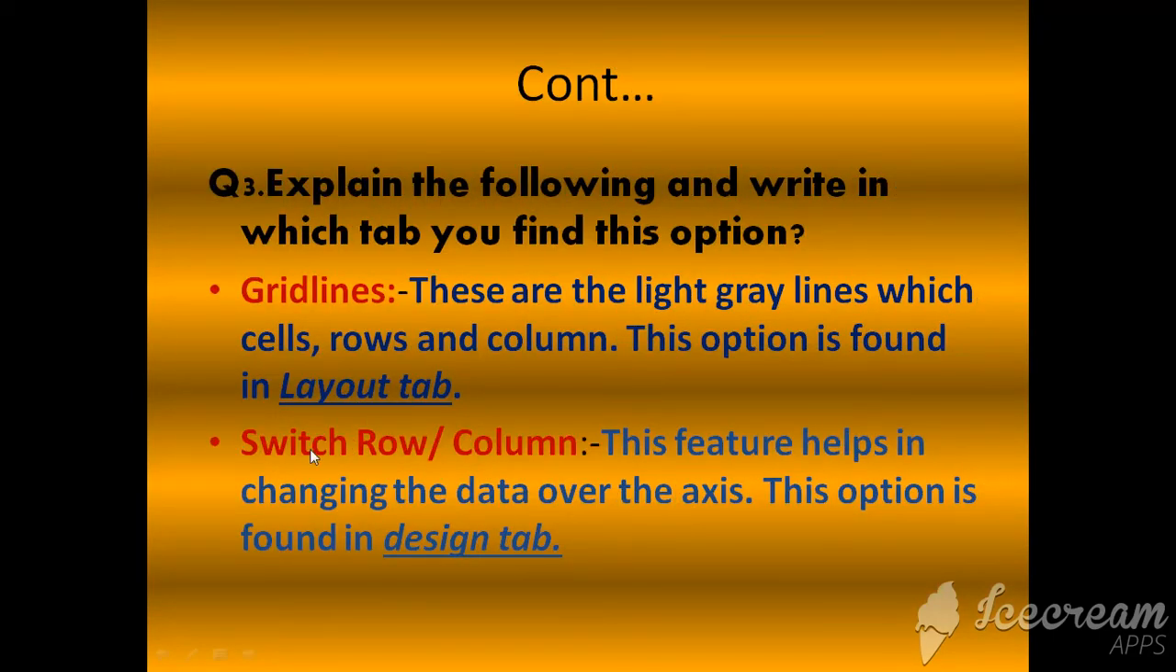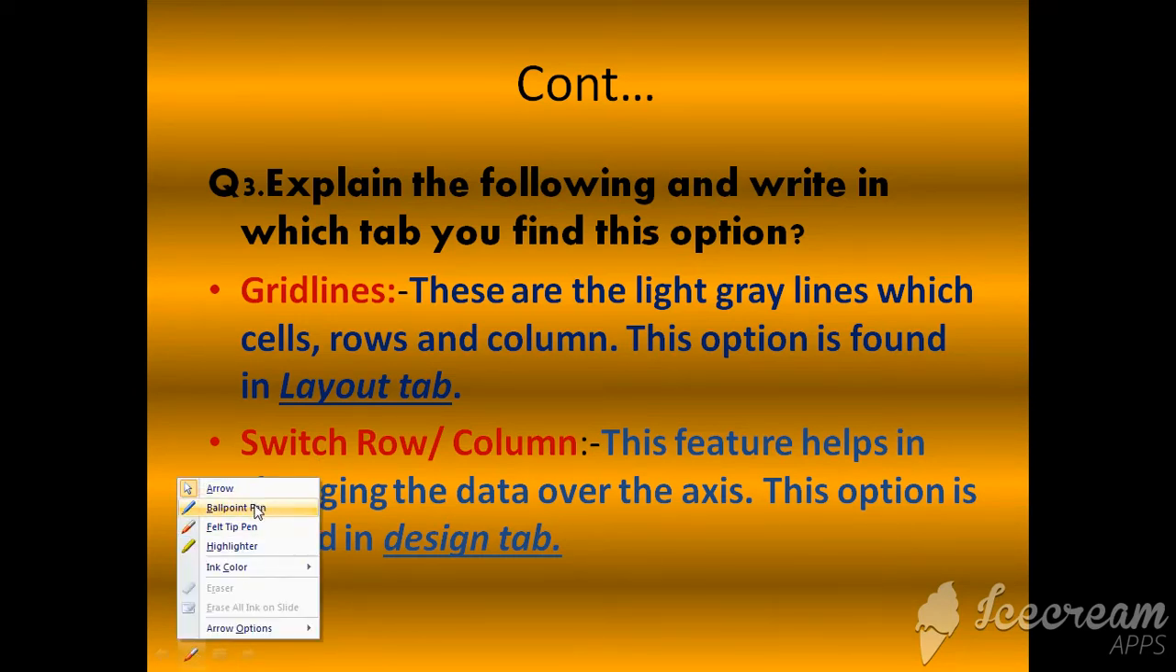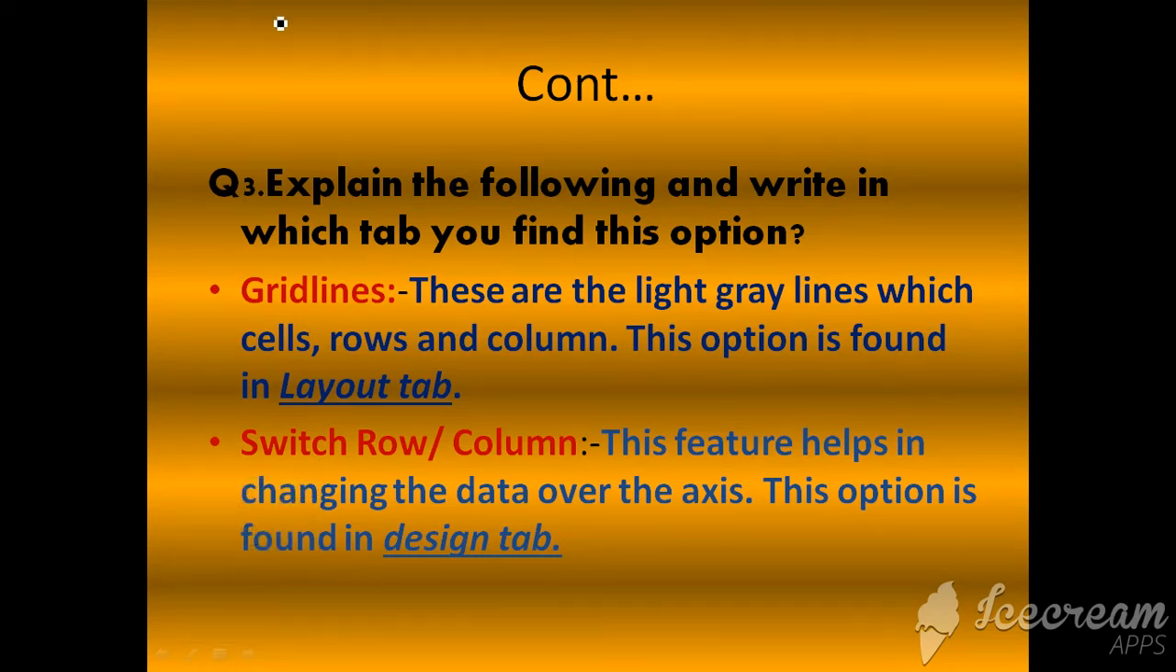Next, grid lines and switch row. Look here in the Excel sheet, these thin lines are there in the plot area, right? Although I am not making it straight properly, it should be straight. These thin lines are called grid lines. This one is a horizontal line and this one is a vertical line. And in which tab are these grid lines? You can find them in the layout tab.